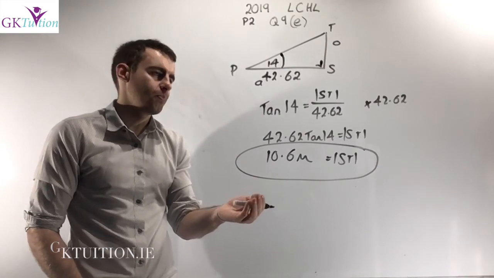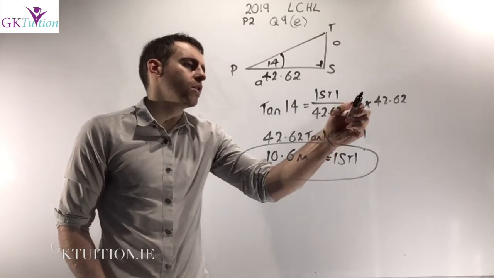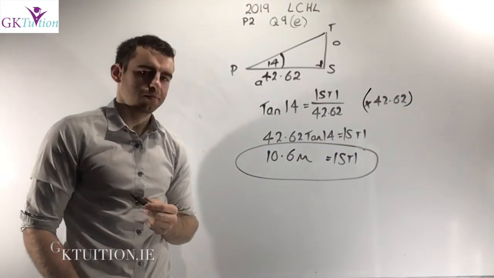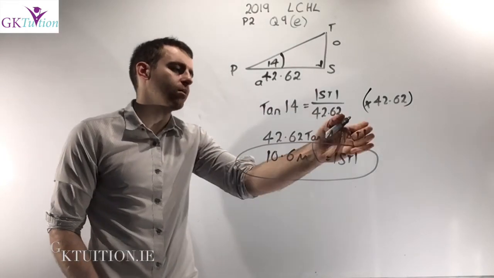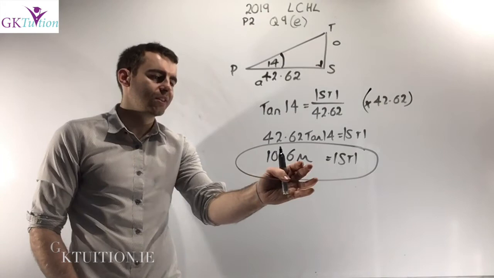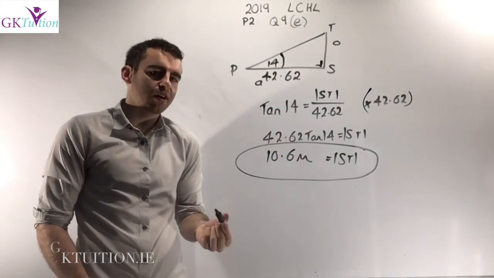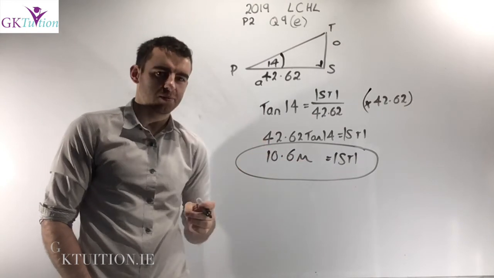In order to eliminate my fraction here, I just multiply both sides by 42.62. If you do that, you get 42.62 tan 14 equals ST. If you plug that into your calculator, you get 10.6 meters. They asked you to leave your answer to 1 decimal place, so your final answer there is just 10.6 meters.